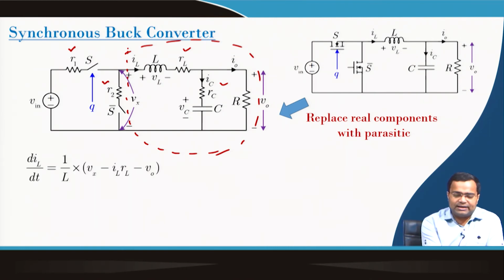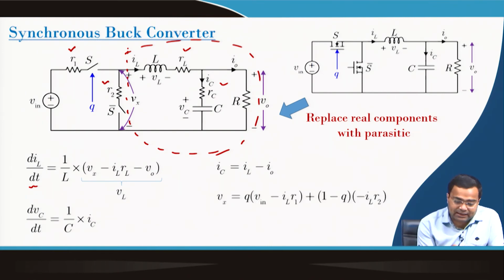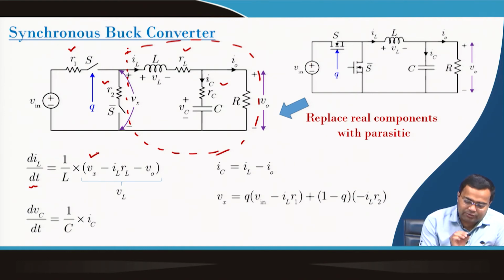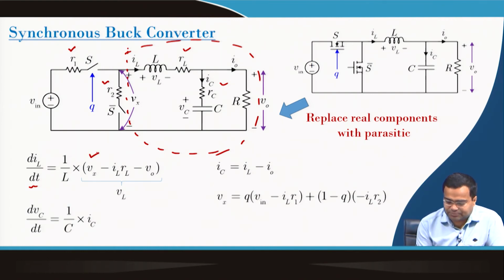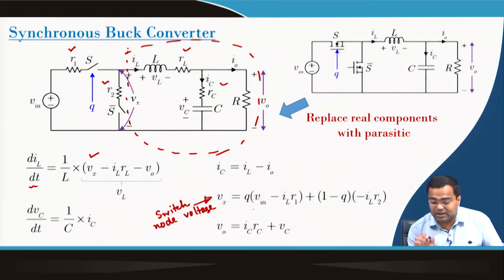So, we can again write all the differential equations. This is our VL, the inductor current dynamics, and we can write the capacitor voltage dynamics, we know the capacitor current, but here instead of input voltage, now you have a switch node voltage. We call this the switch node voltage, but this voltage is a pulsating voltage.